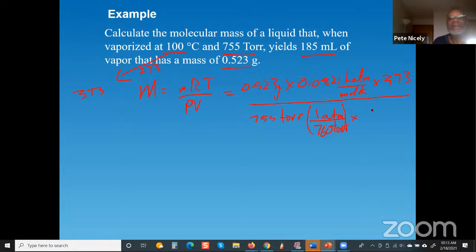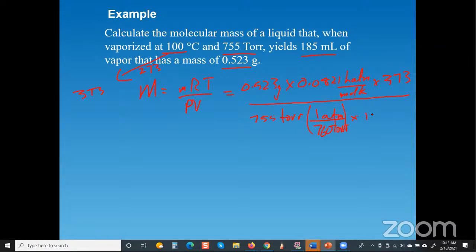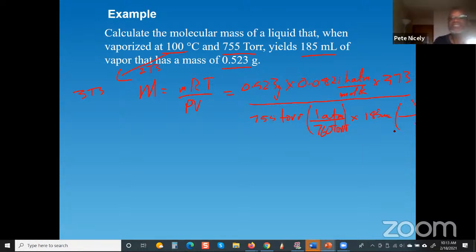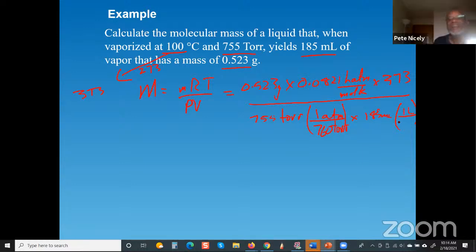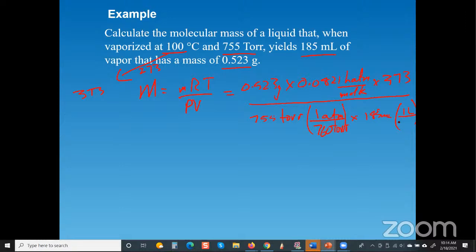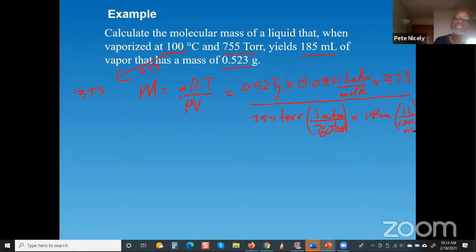Now they gave us the volume as 185 milliliters, but we need to convert this to liters, right? So that means we put what up here? So that would be 1 liter, correct? 1 liter divided by? It'd be that over, is it 1,000? 1,000, exactly. 1,000 milliliters. Okay, very good.